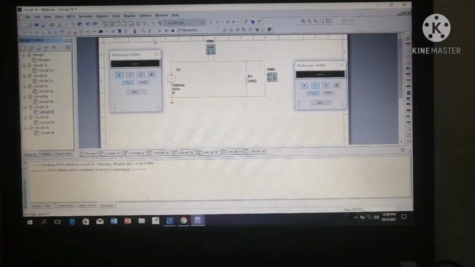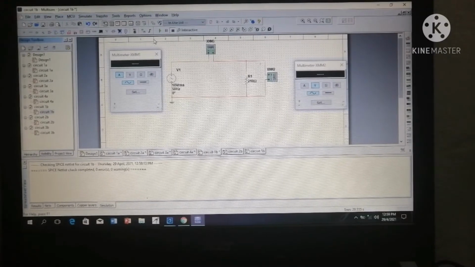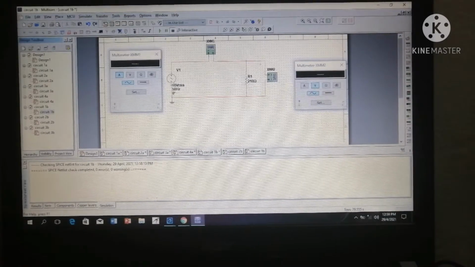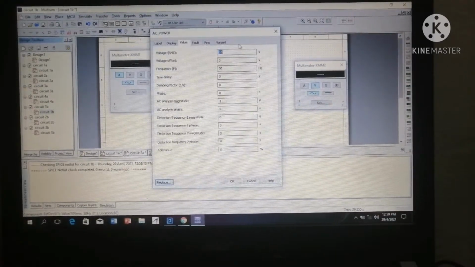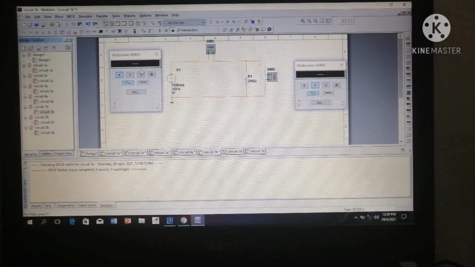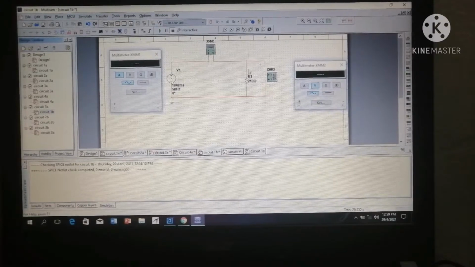Alright, so we will proceed to activity 1B. For activity 1B, we need to use the AC power supply. We need to change the voltage RMS to 10 volt and the frequency to 50 hertz, as per the instruction from the lab sheet. And then we have two multimeters, one for the current measurement and one for the voltage measurement, and we have the resistor here.